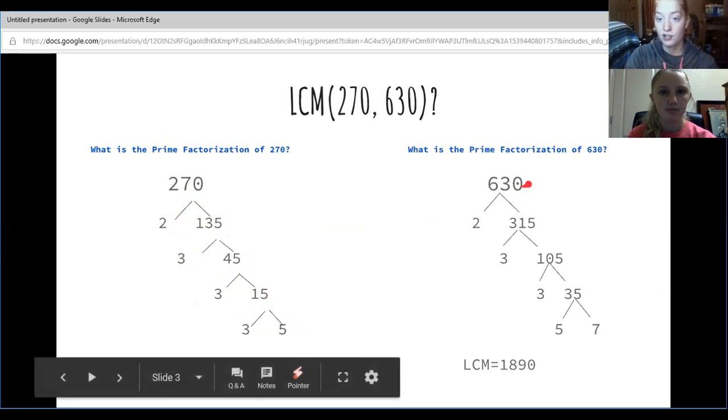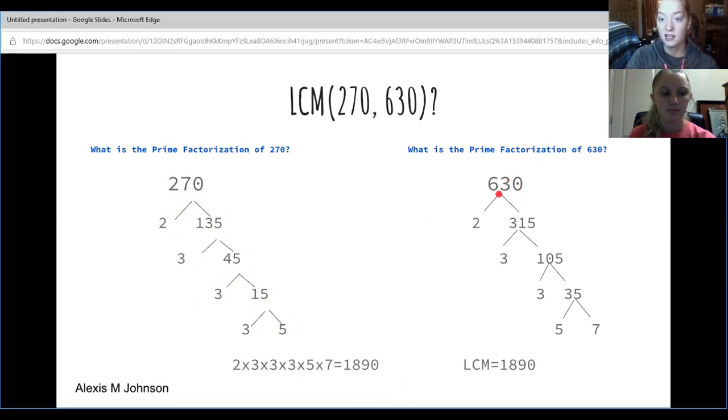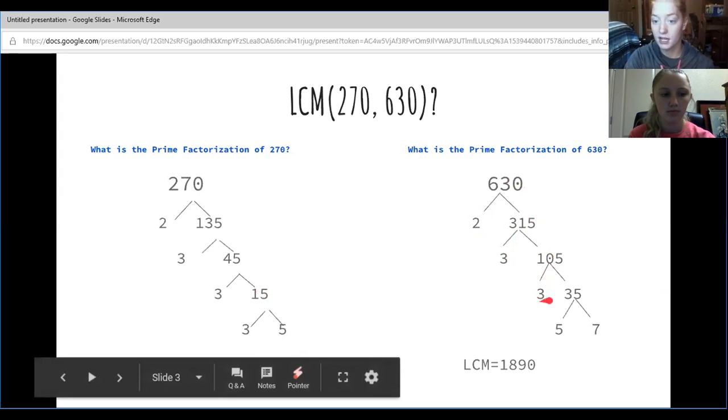With 630, the prime factorization is: 630 breaks down to 2 and 315. Well, 2 is prime, so you leave it. 315 breaks down to 3 and 105. 3 is prime, so you leave it. 105 breaks down to 3 and 35. You leave the 3. 35 breaks down to 5 and 7. Those are both prime, so that is the end of that.